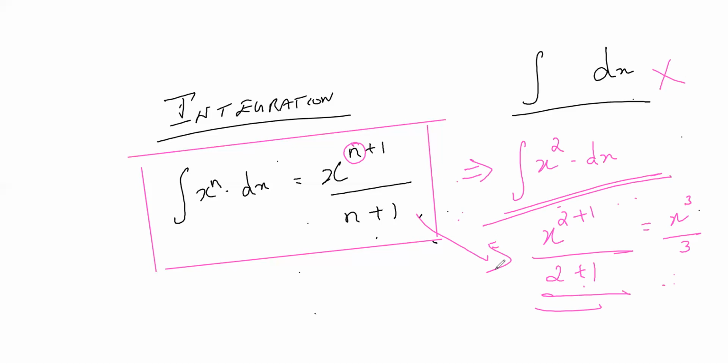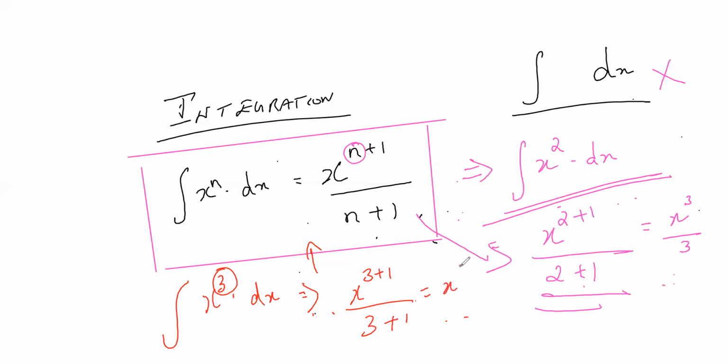Okay. One more example I'll do for you. It is integral of x power 3 dx. You write down the formula. Which formula? The same integral formula. Then x power, what is the n? 3. So x power 3 plus 1 by 3 plus 1. So this is x power 4 by 4.